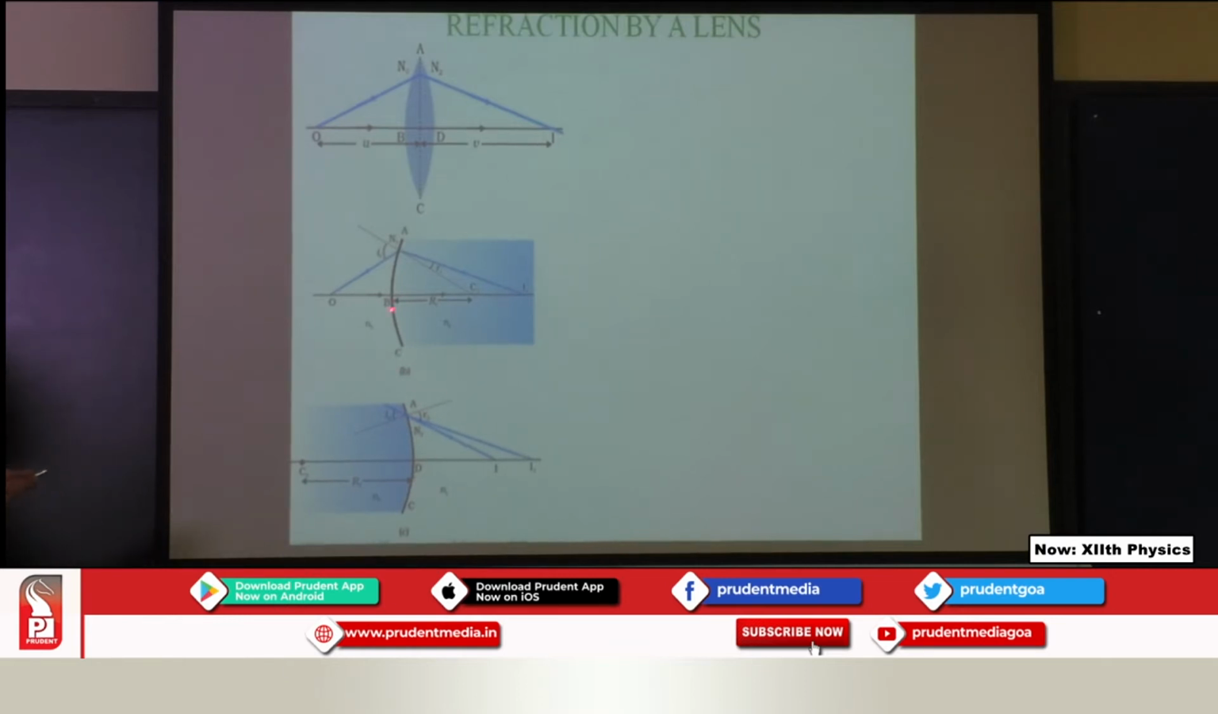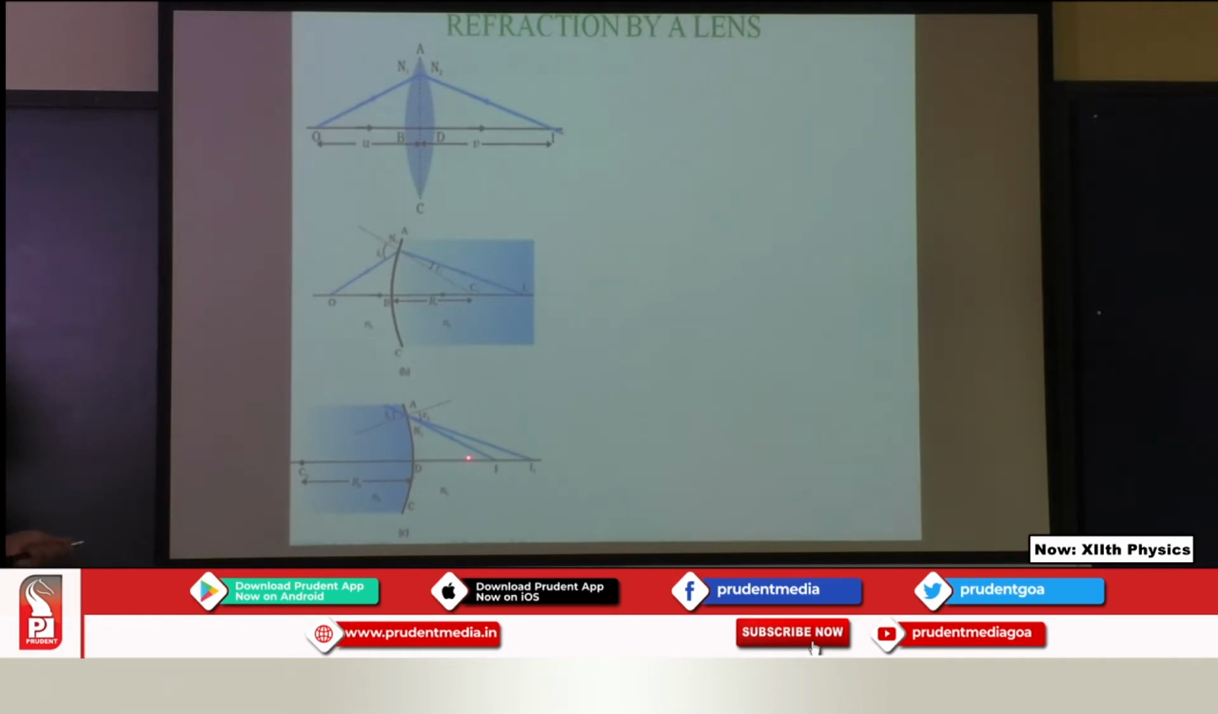Let us go for the next part, that is ADC. Now, for the surface ADC, the image I1 which was formed over here is acting as the virtual object and the final image is formed at I.